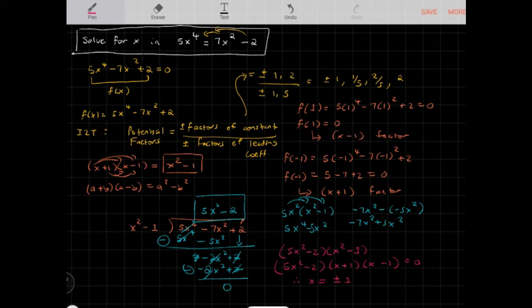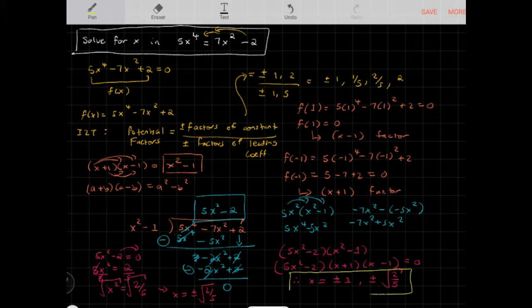You can also solve 5x squared minus 2 is equal to 0. Move the 2 to the other side: 5x squared is equal to 2. Divide by 5 to solve for x, so x squared is 2 over 5, and if you square root it, x is equal to plus minus square root of 2 over 5. Basically those are our solutions, so you can also include this one as well. If you plug these values in, you should satisfy the equation.